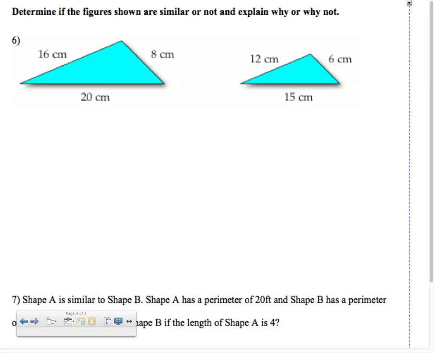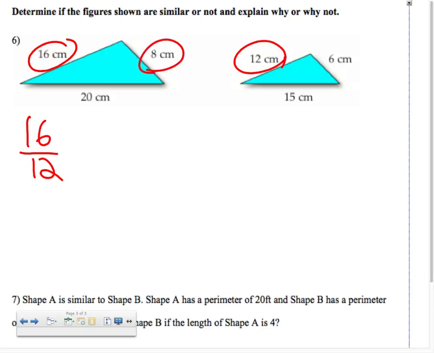So the way you figure out if something's similar or not is if you take corresponding pieces and you make them into fractions or decimals. All those fractions or decimals should be the same. If just one of them is different, then the figures aren't similar. So for example, we have the left side here and the left side here. So let's put those as a fraction. 16 over 12. Left side of the big one over left side of the small one. We'll do the right side over the right side, so 8 over 6. And we'll do the bottom over the bottom, so 20 over 15.